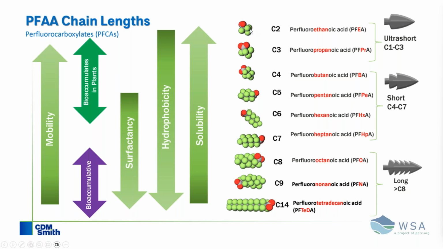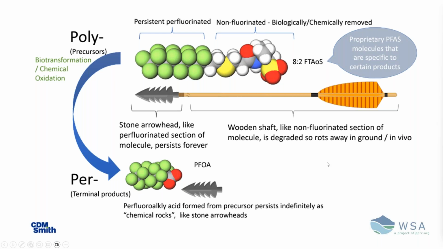PFAS: the piece that is saturated with fluorine is like an arrowhead. And so over on the right-hand side of this slide, he broke them down into ultra short, short, and long pieces of fluorinated carbon. So think about that. These are the forever chemicals. These are the parts of the chain that don't go away, these fluorinated carbons. There can be a non-fluorinated part to these PFAS, and those can be broken down through degradation in the environment. But the persistent part is the perfluorinated carbon part.